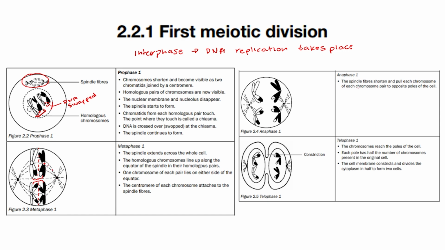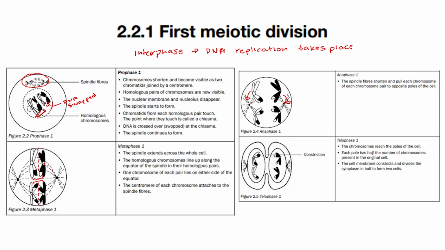In anaphase 1, the spindle fibers shorten and pull each chromosome of each chromosome pair to opposite poles of the cell. This can be seen as the homologous pair then gets separated, and one chromosome moves to this pole, and the other one moves to the opposite pole, as the spindle fibers shorten.